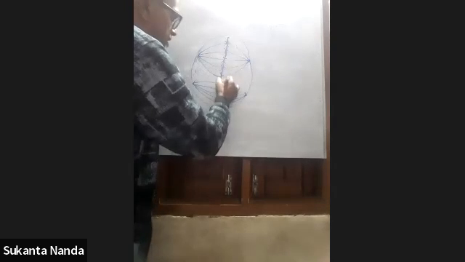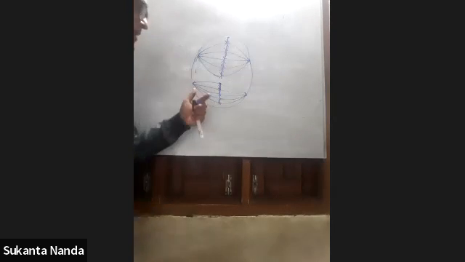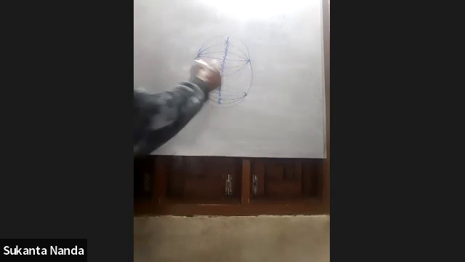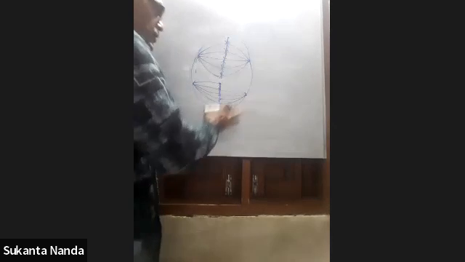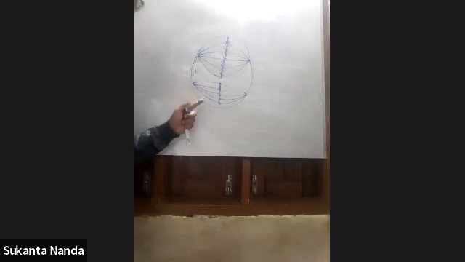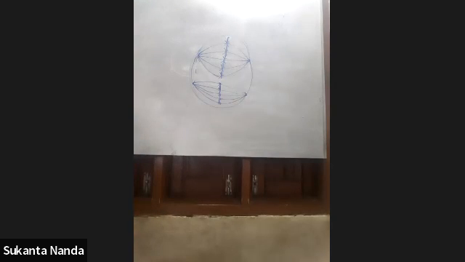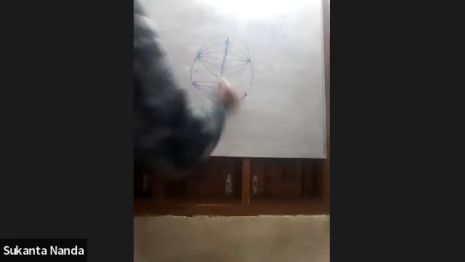This is one nucleus, this is another nucleus. So the same thing happens in 2 nuclei. That is the formation of the equatorial plate, which is the main objective. The chromosomes align at the equator to form the equatorial plate. Microtubules from opposite poles of the spindle fiber attach to each other.